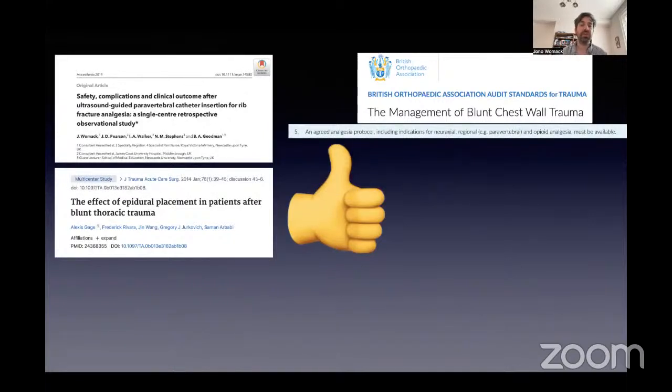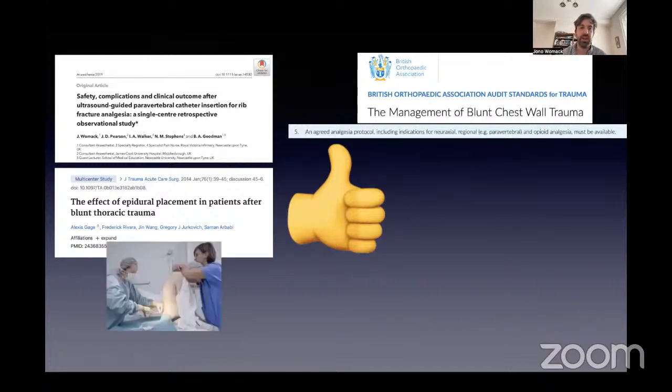And this fits with a larger multi-center study from the US, where they looked at epidural placement and blunt thoracic trauma. And there was some evidence of reduced mortality in patients that were having an epidural. And certainly much of the evidence for rib fracture pain relief is from epidurals, mainly because they've been around the longest. One of the problems with the paper about epidurals was that they didn't account for selection bias, or time bias.